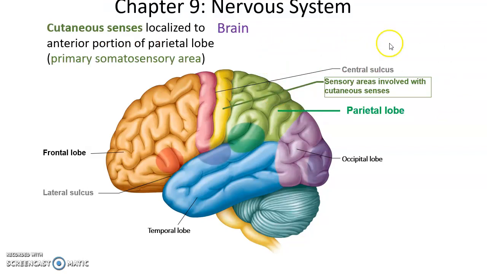So cutaneous sensations coming from all over the body, especially sensations having to do with the skin, arrive and localize to this strip of material in the parietal lobe. This is often called the primary somatosensory area. So if you get touched on your finger, somewhere will light up on this strip of brain tissue, part of the parietal lobe.